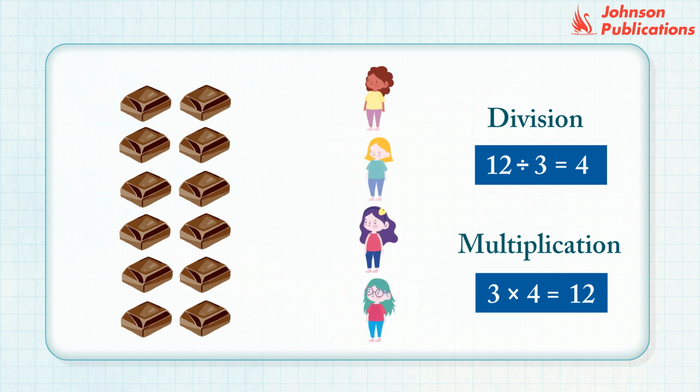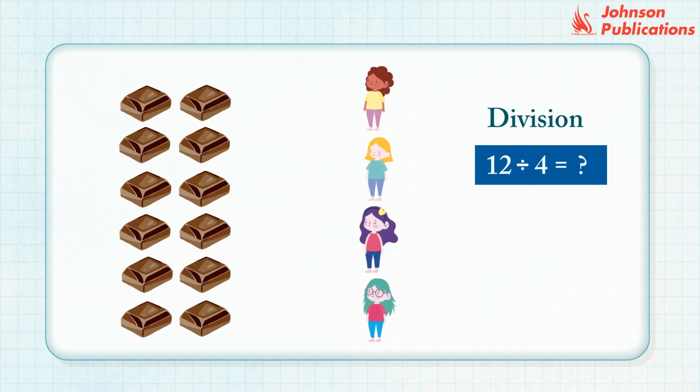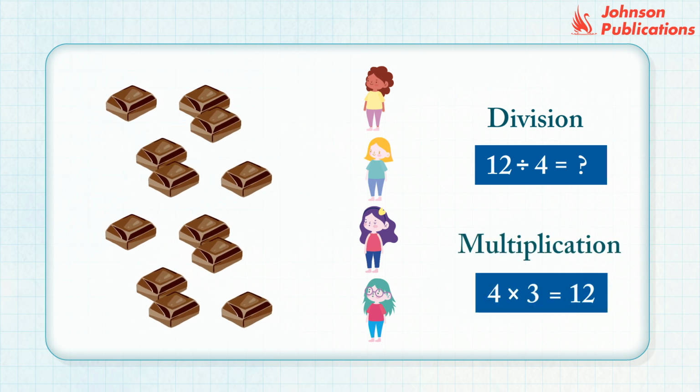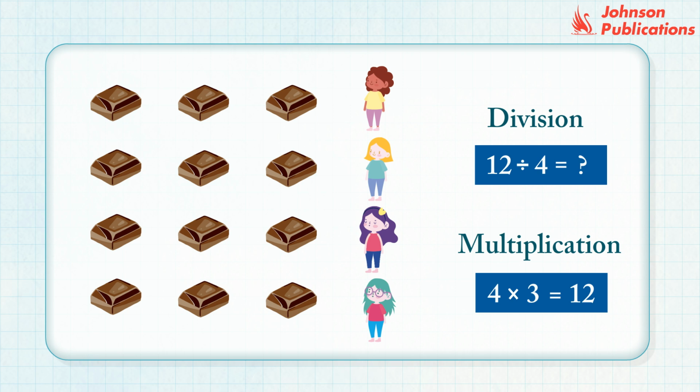Now there are 4 people who want to share 12 chocolates equally. This creates the division sentence 12 divided by 4 is equal to what? You can also think of multiplication sentences. That is 4 multiplied by 3 is equal to 12. Therefore 12 divided by 4 is 3. Each person can have 3 pieces of chocolate. Do you see how multiplication and division are related?